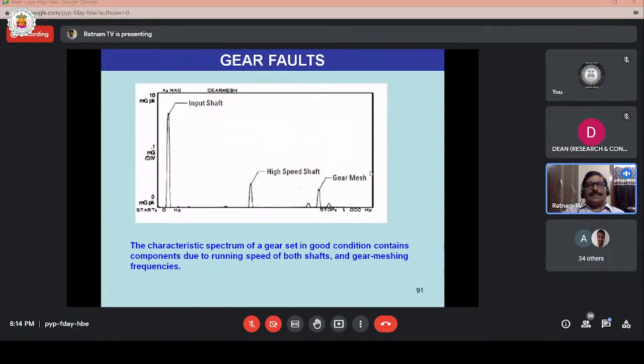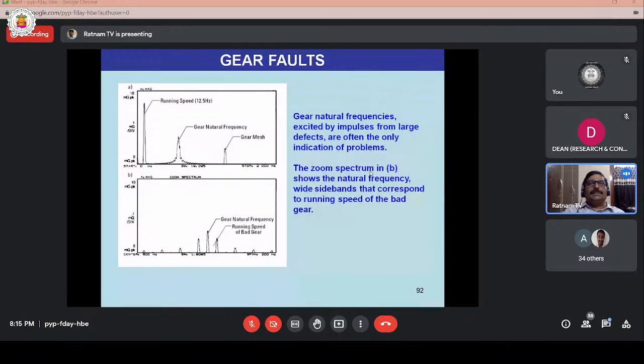These are typical gear faults. The characteristic spectrum of a gear set in good condition contains components due to the running speed of both shafts and the gear mesh frequency. This is a good gearing case. The running speed of the input shaft, the running speed of the machine, and the high speed shaft gear mesh frequencies appear. The gear train has the pinion gear and the main gear, so both shaft frequencies appear in the spectrum, as well as gear mesh frequencies. These gear mesh frequencies can be calculated by taking the gear train ratios.